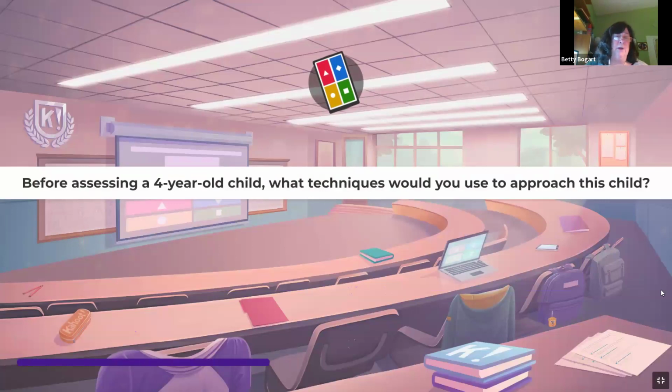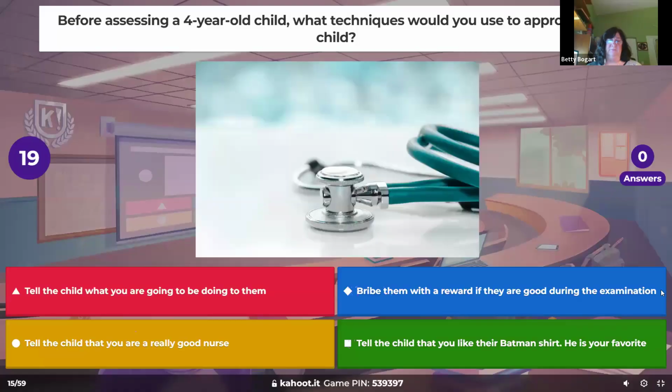Before assessing a 4-year-old child, what techniques would you use to approach this child?